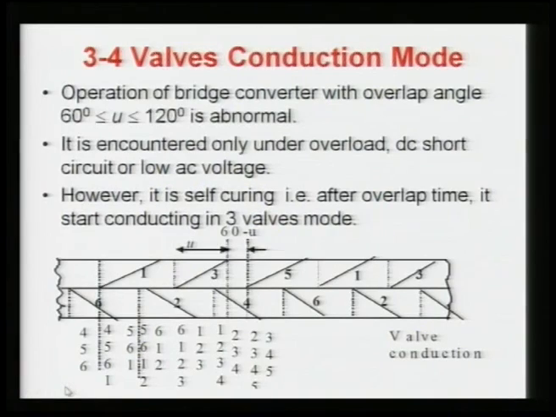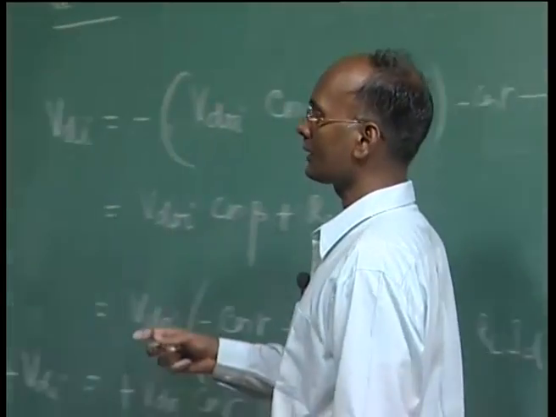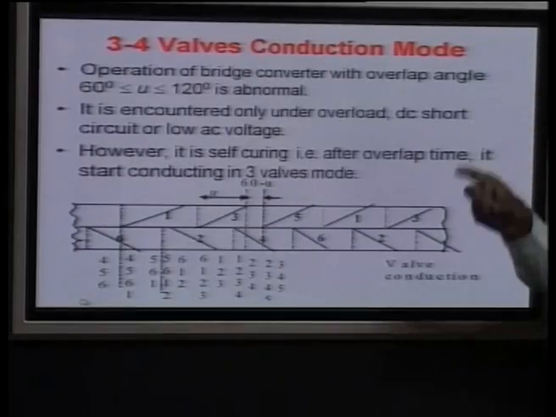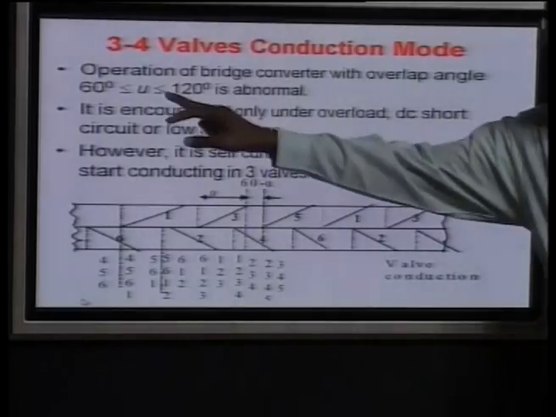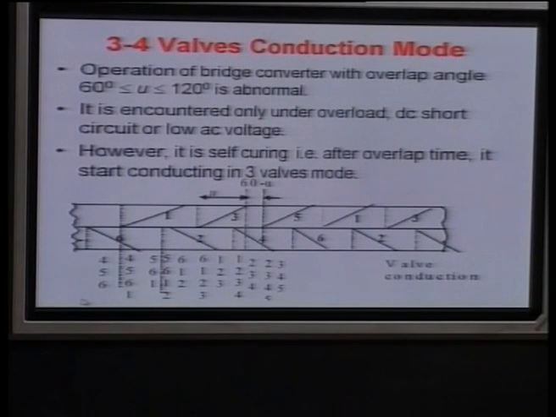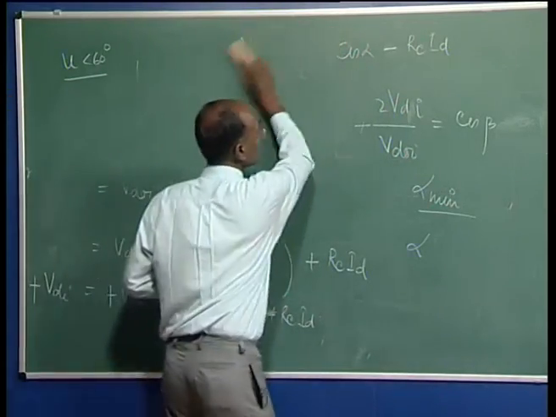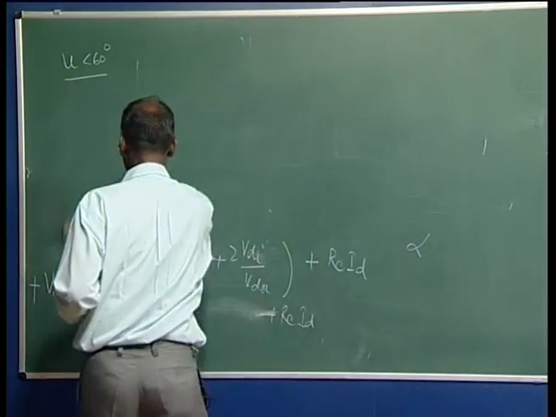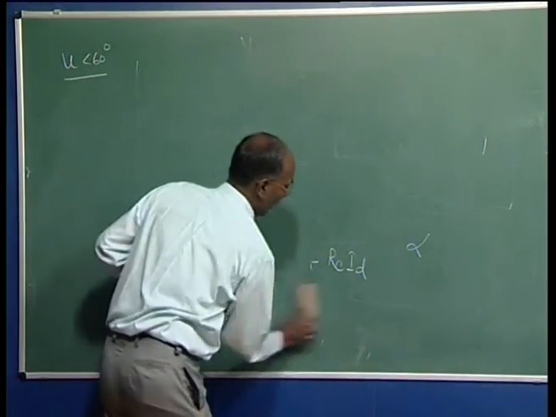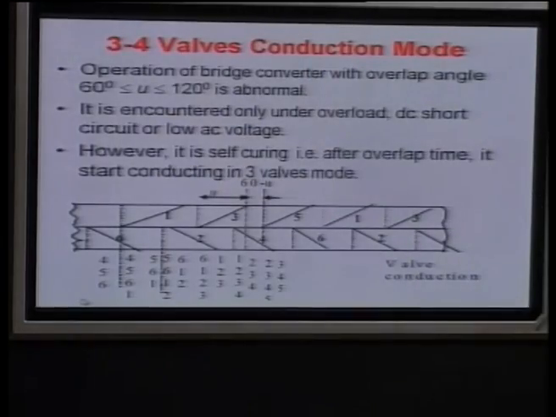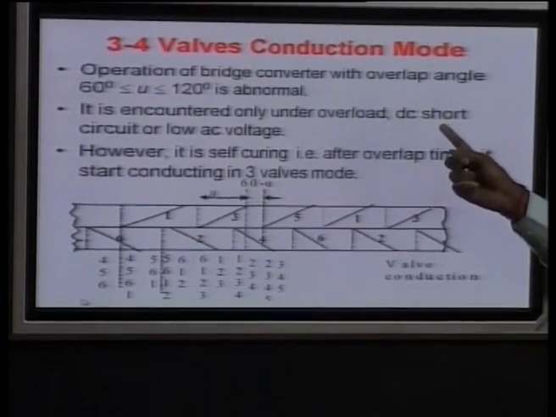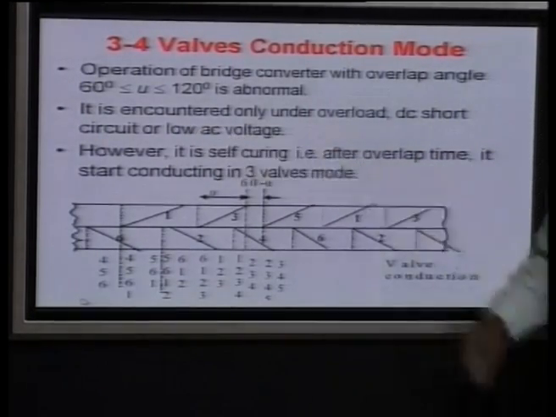So, we will go for the 3-4 valve conduction mode now. I categorize this as mode 3, because mode 2 is the common point between 1 and 2, where U is 60 degrees. Here we are talking about U more than 60 degrees and less than 120 degrees overlap. So, now we are going to discuss the 3-4 conduction mode, where sometimes 3 valves, sometimes 4 valves are conducting, and we will see what happens. As I have written here, it is encountered only under overload, DC short circuit or low AC voltage.